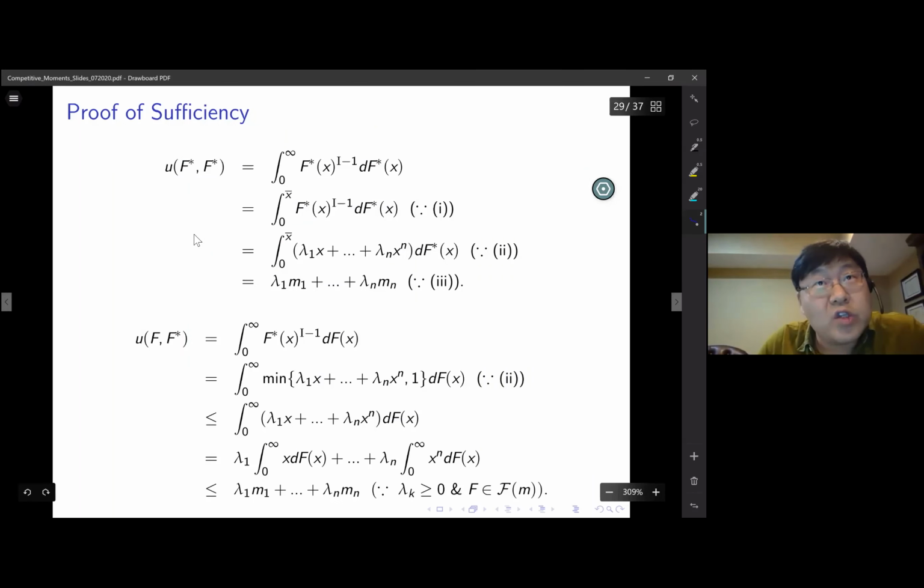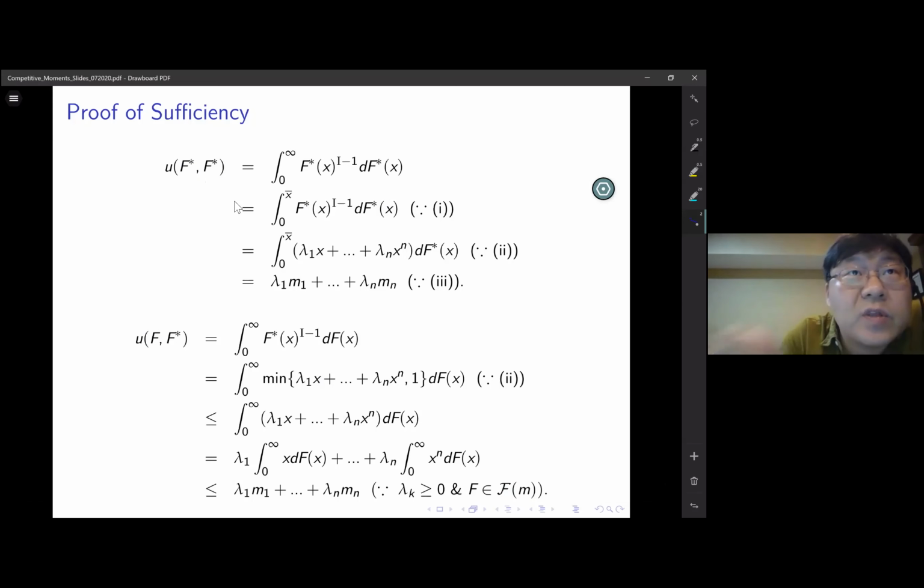So the only thing we need to show is that everyone playing F star is an equilibrium. For that, I need to show that, conditional on the other players playing F star, if an individual player prefers F star to any other F that belongs to this strategy set, then we know that this is an equilibrium. So the only thing we need to show is that U(F star, F star) is greater than or equal to U(F, F star) for all F that belong to this set.